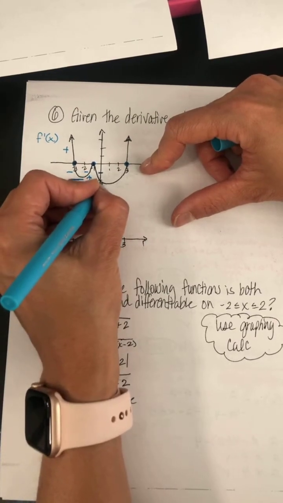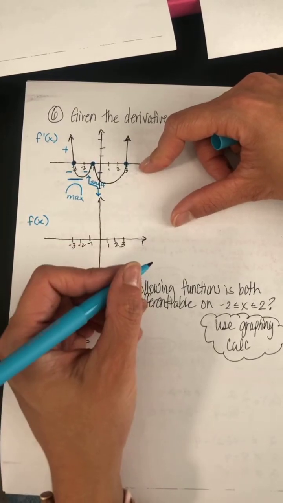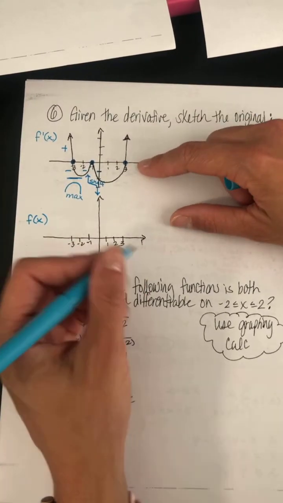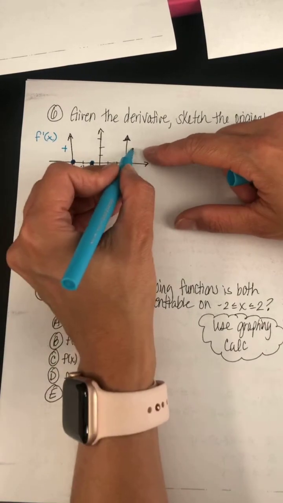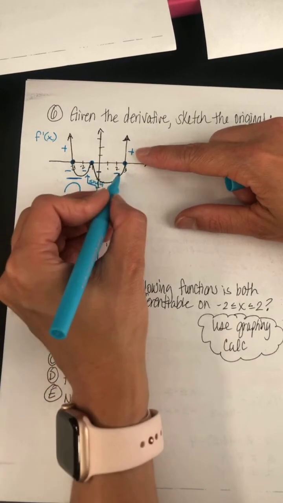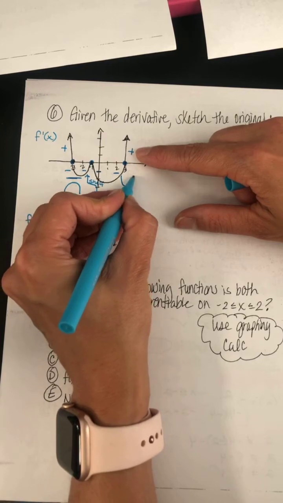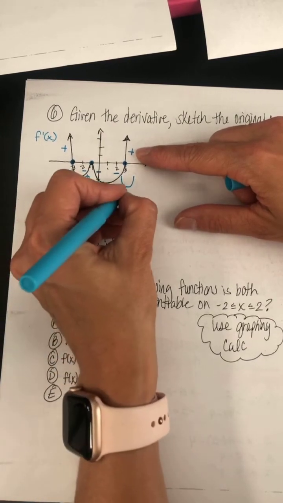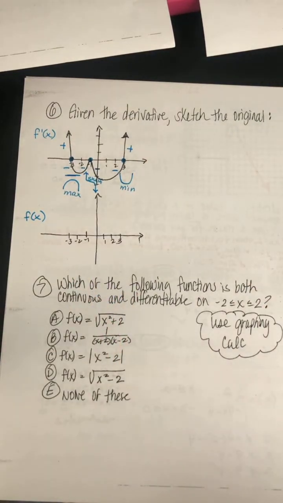There's my shelf. Going down, flattening out, going down. So it's got to be a shelf, okay? And then at 3, the slopes are still negative here, and then the slopes go positive, okay? So to go from negative to positive, this turn will be going down, flattening out, and then back up. So I'm going to have a minimum there at x equals 3, okay?